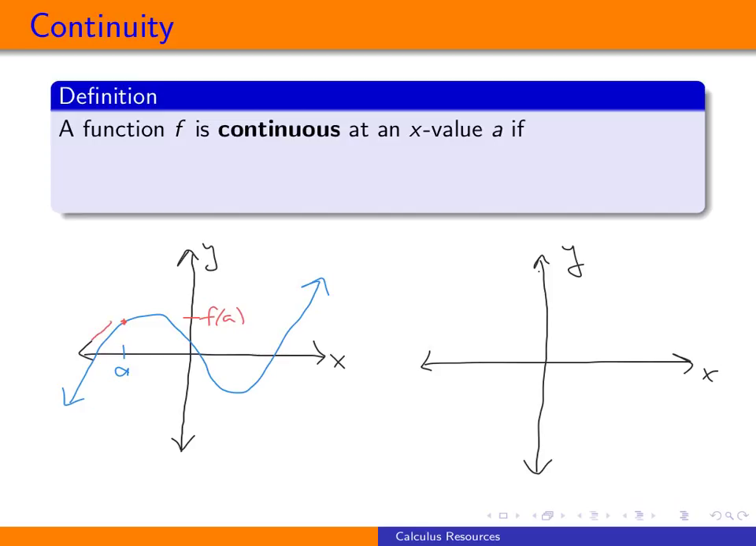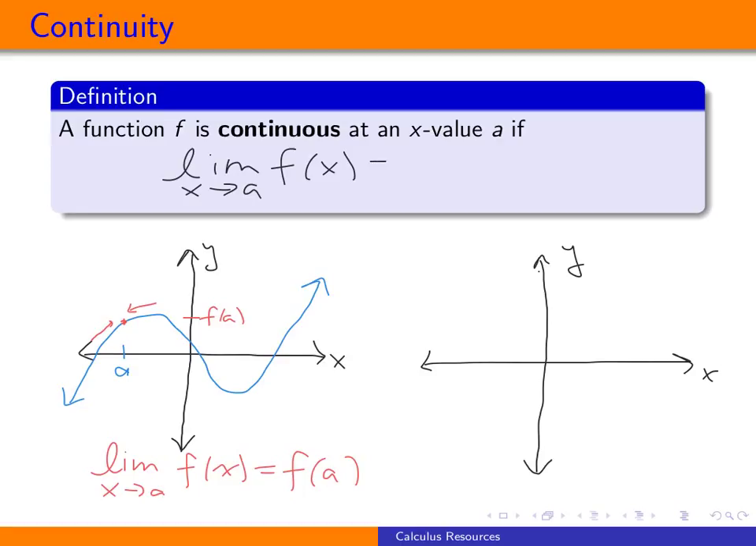And this notion of not picking up my pencil, that f of a is exactly what I expect it to be as I come from the left and come from the right, is really saying that the limit as x goes to a of my function f of x is the same as my function value f of a. And what we have written here actually finishes the definition. So a function f is continuous at an x value a if the limit as x goes to a of f of x is equal to f of a.